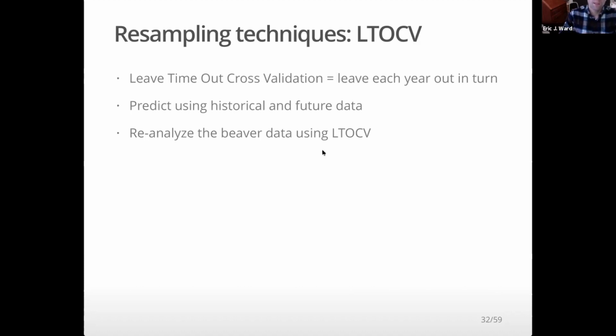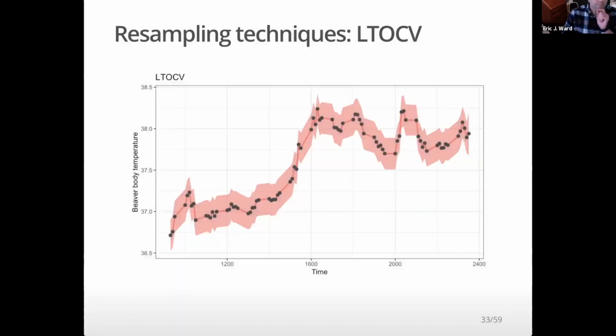So this is a useful tool for making predictions. It's important to emphasize that when you're doing it in this framework and holding out each year in turn, you're using both historical and future data to predict the missing observations. And so I'm just going to demonstrate this by reanalyzing the Beaver data using this kind of approach. So this is leave-time-out cross-validation applied to the Beaver data set.